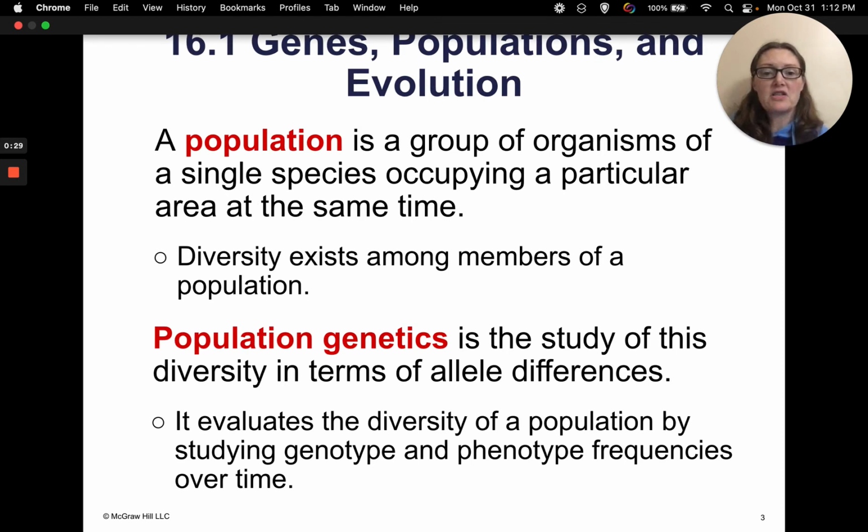A population is a group of organisms that are living in the same area. And then population genetics is the study of the diversity in terms of allele differences.